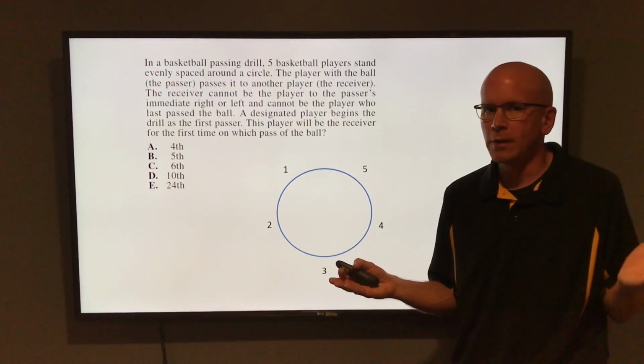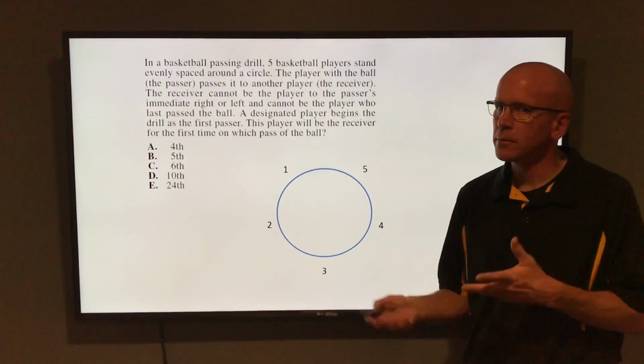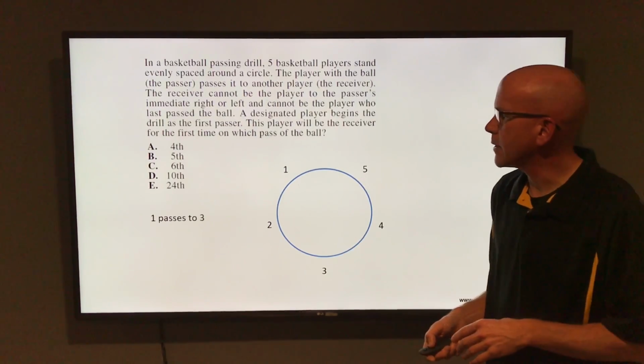There's really not much of a way to work this out other than drawing a circle and seeing what happens. So let's say that 1 passes to 3.